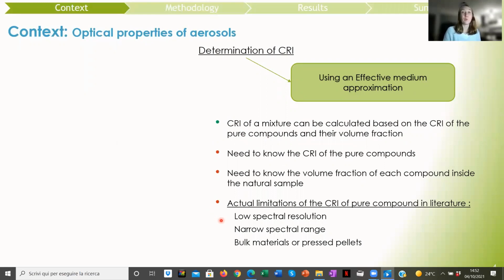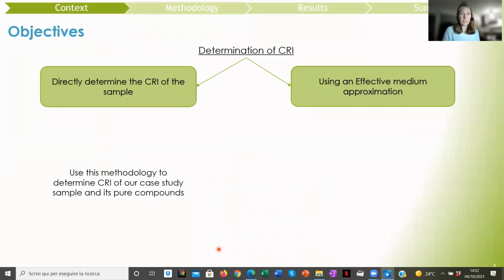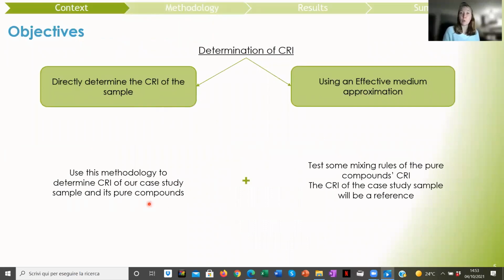But in the literature, there is still limitation about the database of the refractive index of pure compounds. They are often done with a low spectral resolution, with a narrow spectral range or only a specific spectral range, and on bulk material or pressed pellets, which is not representative of particles in suspension. So in our team, we will combine both of these ways. First, we will directly determine the refractive index of our case study sample and its pure compounds, and we will test some mixing rules of the complex refractive indices of the pure compounds and compare it with the refractive index we obtain on our case study sample.